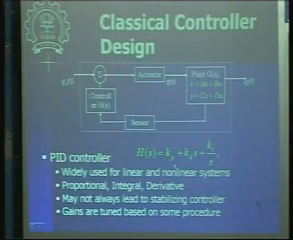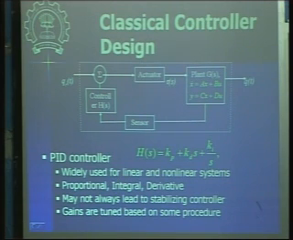Next we will see how a classical controller looks. We will typically have this plant, which is in the linear domain. Then there is this actuator, sensor and controller. Now this is the expression for the PID controller in the Laplace form. These PID controllers are used widely for both linear and nonlinear systems.